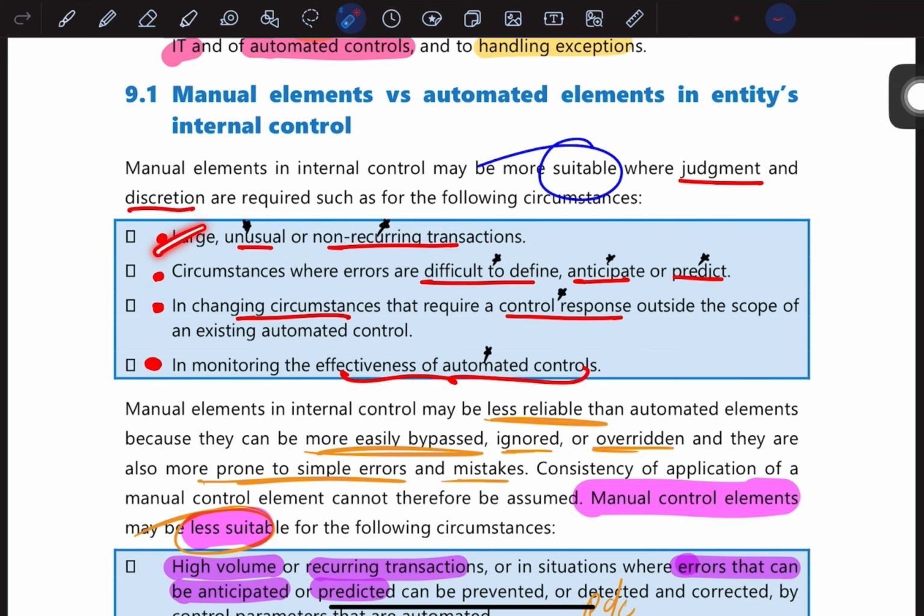First and foremost, in case of large, unusual and non-recurring transactions, judgment is involved. In circumstances where errors are difficult to define, anticipate or predict using an automated environment, the manual element is preferred. In changing circumstances that require a control response outside the scope of existing automated control, where you require a control response that is outside the scope of the automated environment. And in monitoring the effectiveness of automated controls. In all these 4 cases there is judgment and discretion involved, and the automated environment is not preferred and manual elements are considered better.